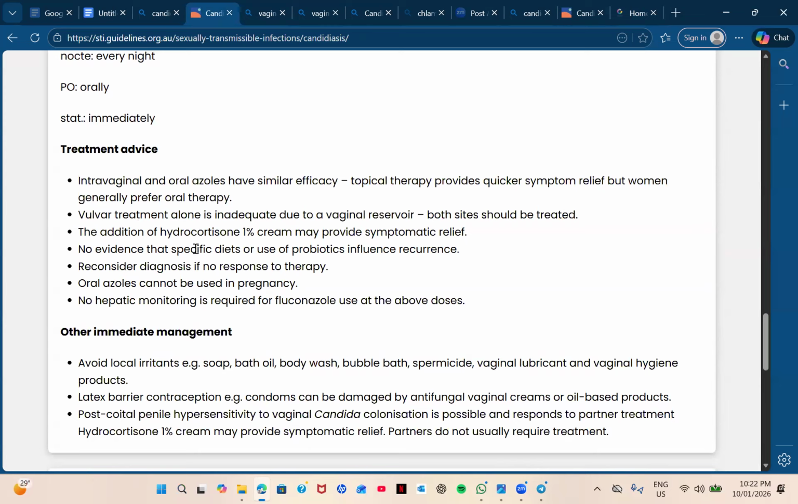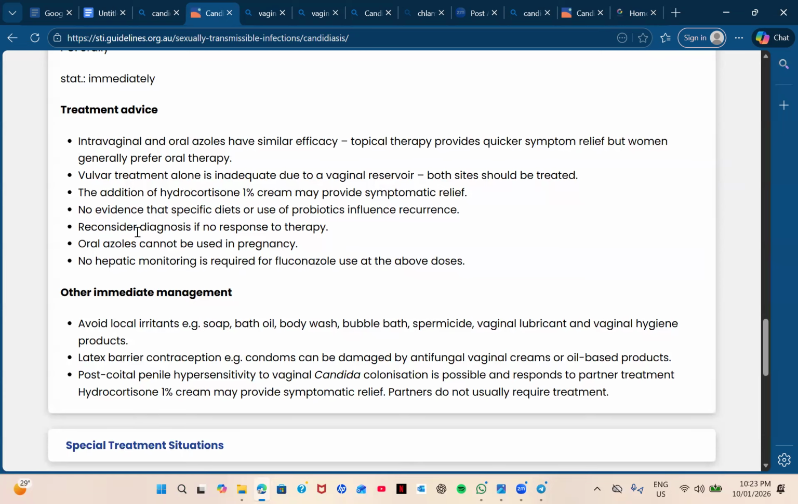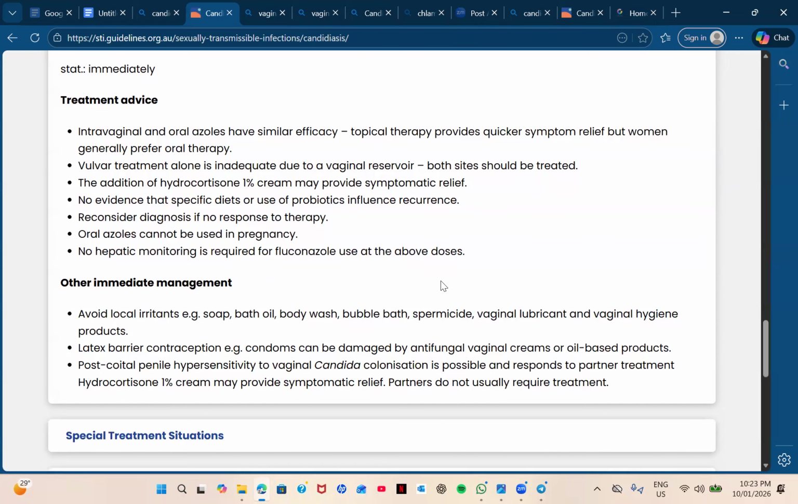The addition of hydrocortisone 1% cream may provide symptomatic relief. There is no evidence that special diet or use of probiotics influences recurrence. Reconsider the diagnosis if there is no response to therapy. Oral azoles cannot be used in pregnancy. No hepatic monitoring is required for fluconazole use at the above doses.